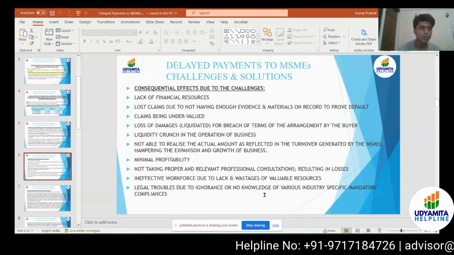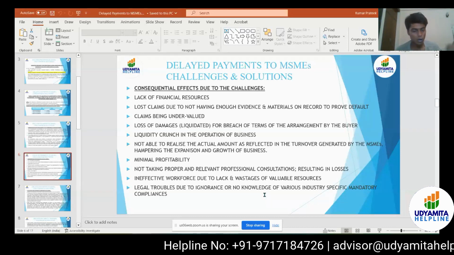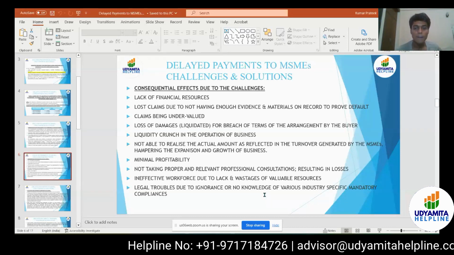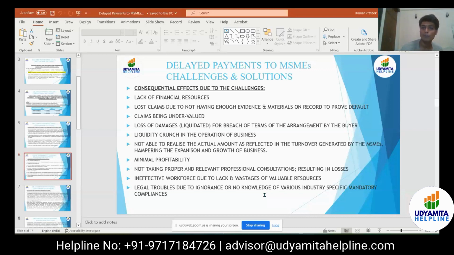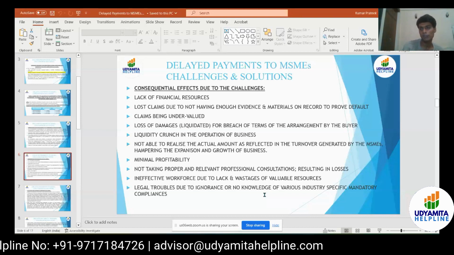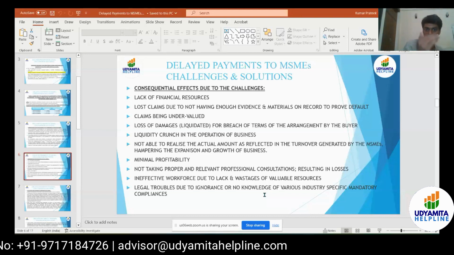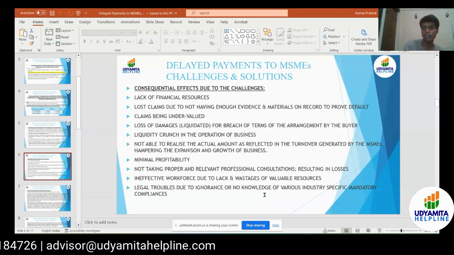You may have to take money from another party on loan, or on interest, just to manage the lack of financial resources because your payment is stuck with the other party, right? So all of these issues have these consequential effects, and these things should be taken care of so as to avoid these consequential effects, right?